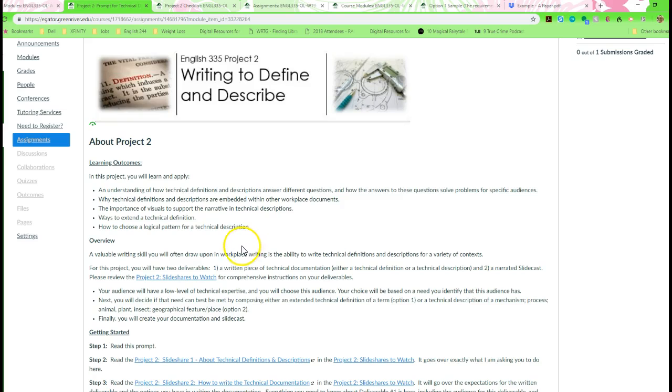An overview. A valuable writing skill you will often draw upon in workplace writing is the ability to write technical definitions and descriptions for a variety of contexts. And often you're going to have to write those for legal reasons or just to give people different understandings of what things are and how you mean what things are. And that's important. Very often I'll say what one thing is, and I'll look at somebody and they'll have no idea what I'm talking about. So I'll have to explain what I mean.